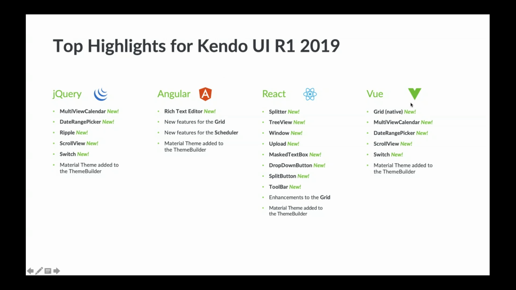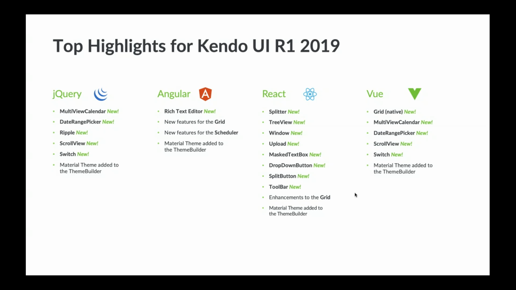But on the jQuery side, we were able to introduce quite a lot of new components. So the multi-view calendar, having two calendars side by side, the date range picker, which drops that into a drop down to select the start and end range, the ripple component for those who are implementing material design and that ripple effect, alongside with bringing in the scroll view and the switch component from our hybrid UI library over into Kendo UI as the core library. We also added the material theme into the theme builder. So for those of you using that tool, you'll be able to take advantage of the material theme in there.